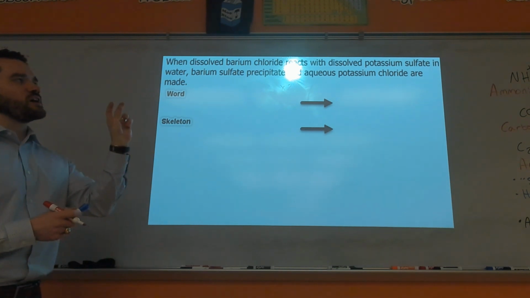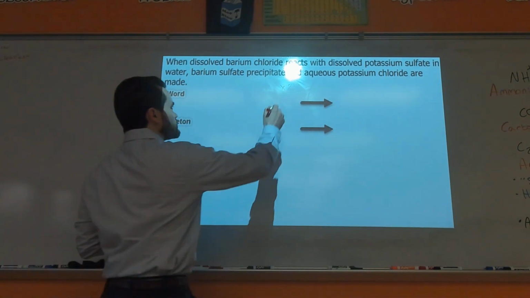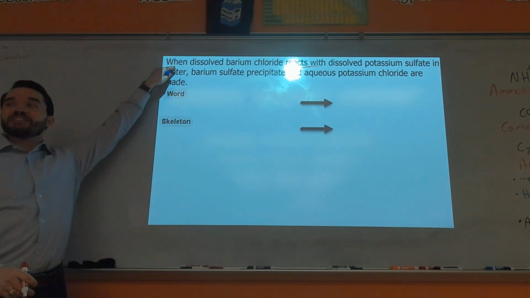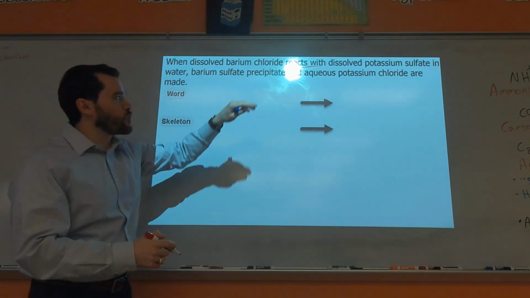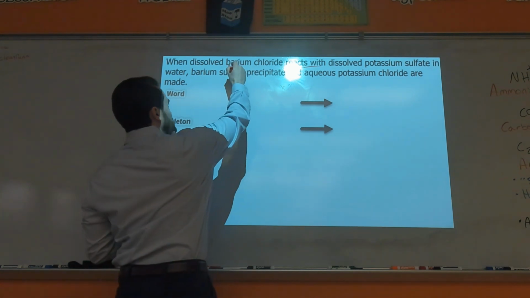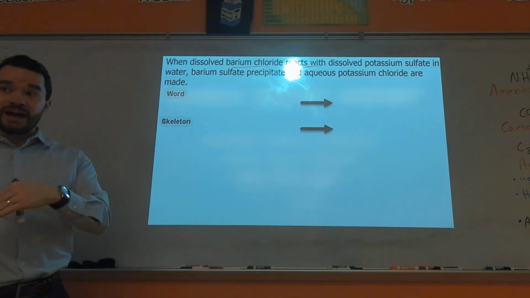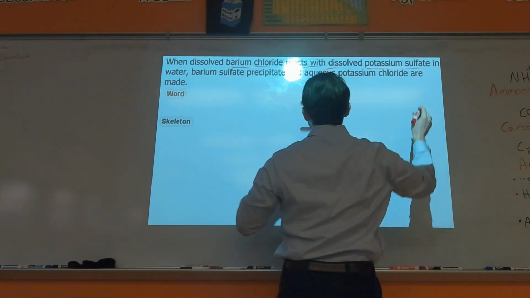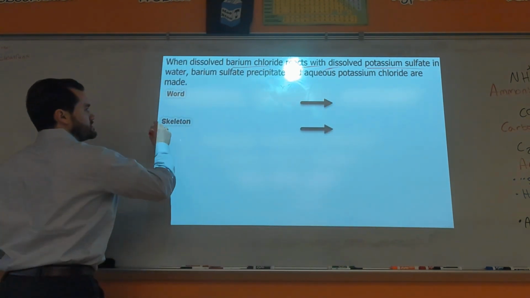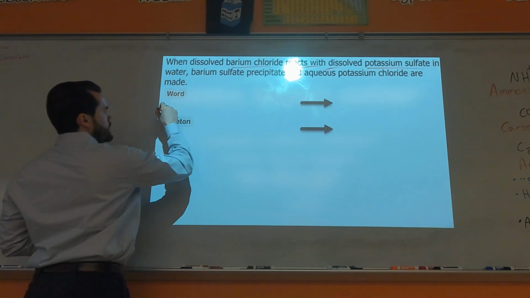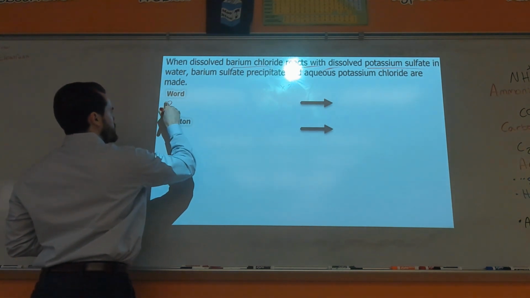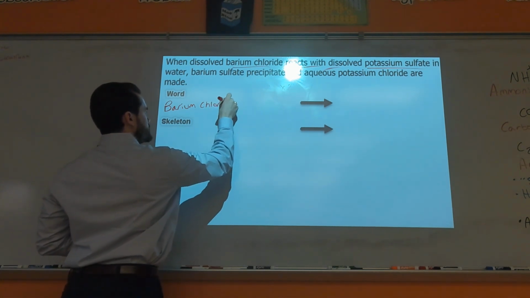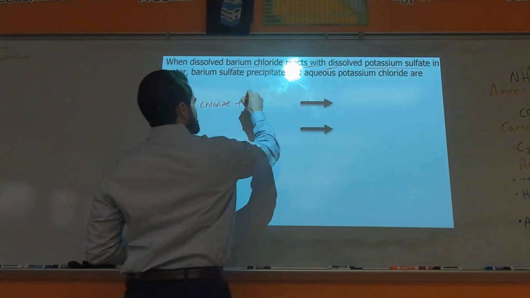There can be some key phrases, like when you see "reacts with," that's a good sign that they're putting the reactants first, right? Barium chloride reacts with, so that must mean barium chloride is a reactant. And what it's reacting with is potassium sulfate. So those would be our two reactants. So barium chloride plus potassium sulfate.